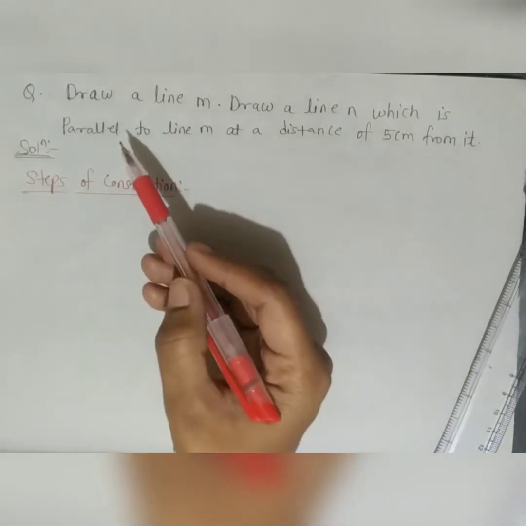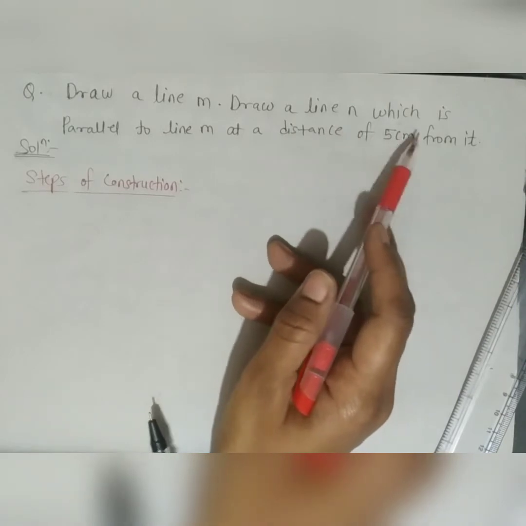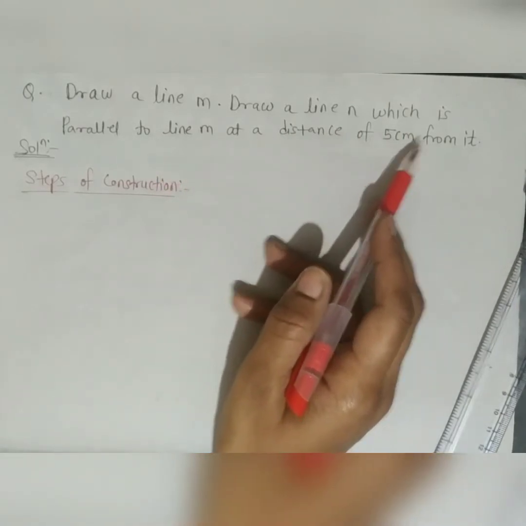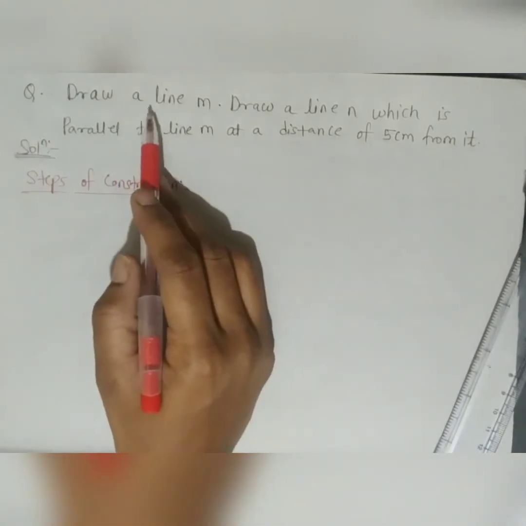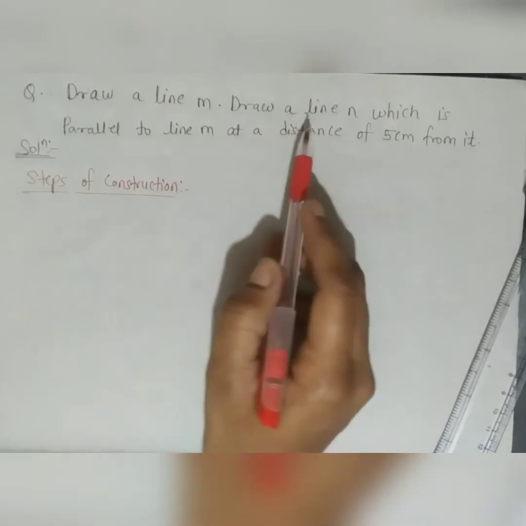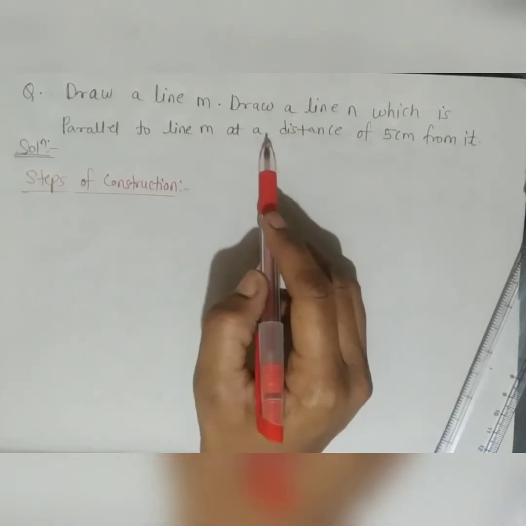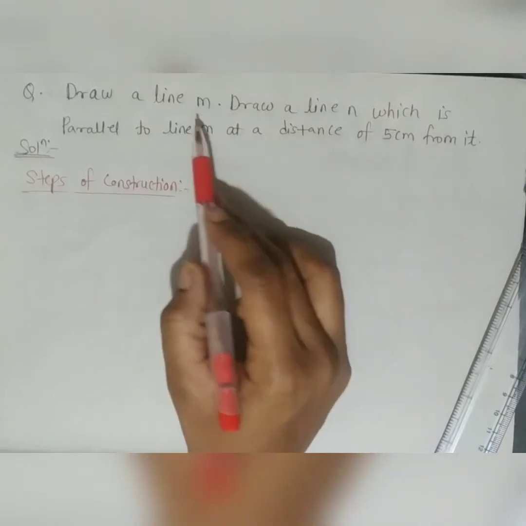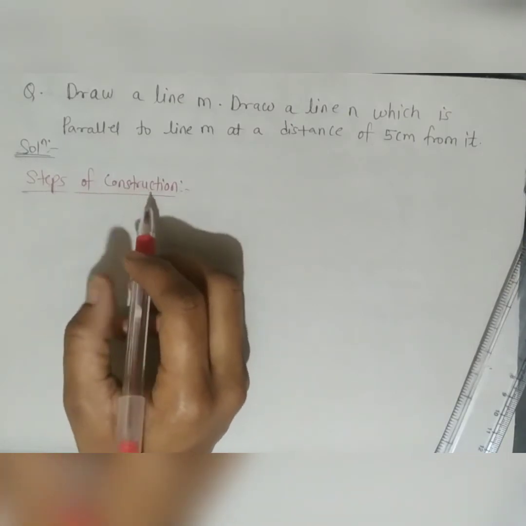Our question is, draw a line M, draw a line N which is parallel to line M at a distance of 5 cm from it. In this problem, first we have to draw a line M, then we draw a line N which is parallel to line M at a distance of 5 cm from the line M. First we write the steps of construction.